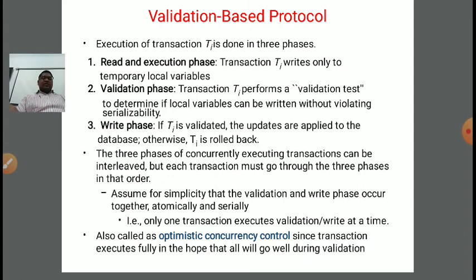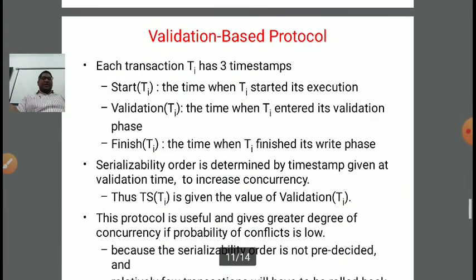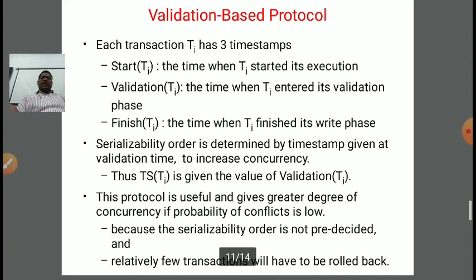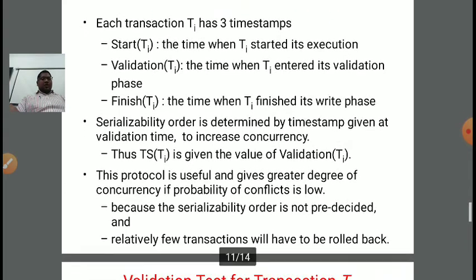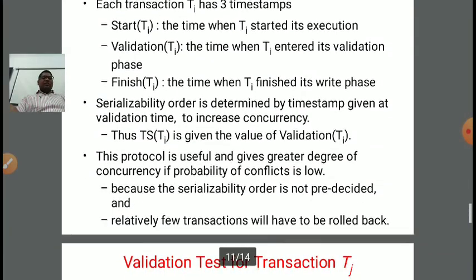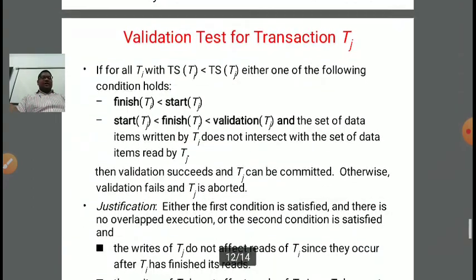Now here one concept is optimistic concurrency control, where the transaction executes fully in the hope that all will go well during the validation. In validation, each transaction Ti has three timestamps: start of Ti, validation of transaction, and finish of transaction. Here the serializability order is determined by the timestamp given at validation time, to increase concurrency. Now this protocol is very helpful, and relatively few transactions will have to be rolled back in validation.